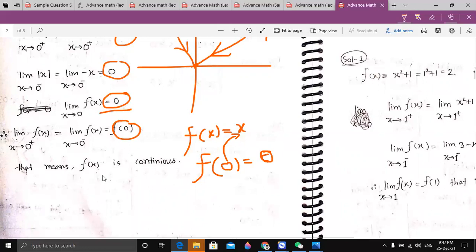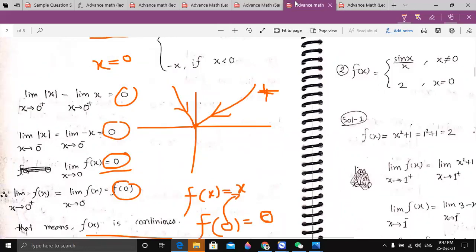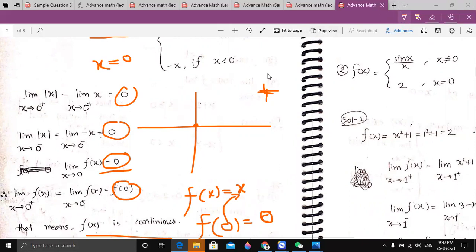So that's why this function is continuous. And if it is differentiable or not, we have to see if it is smooth or not. If this function is smooth, then it is differentiable. And if this function is not smooth, then it is not differentiable. For example, if we want to graph this function, it will be like this.